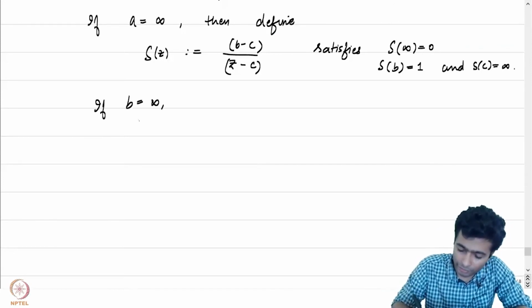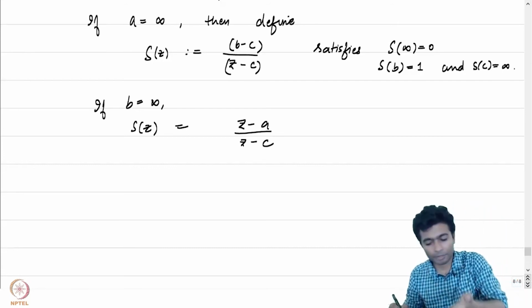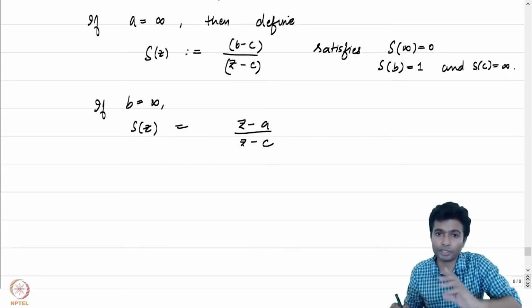Next is the case when B is infinity. There it's quite straightforward because B is going to get mapped to 1. This is just going to be (Z minus A) by (Z minus C). Notice that C is getting mapped to infinity here, A is getting mapped to 0 and B, which is the point at infinity, is getting mapped to 1.